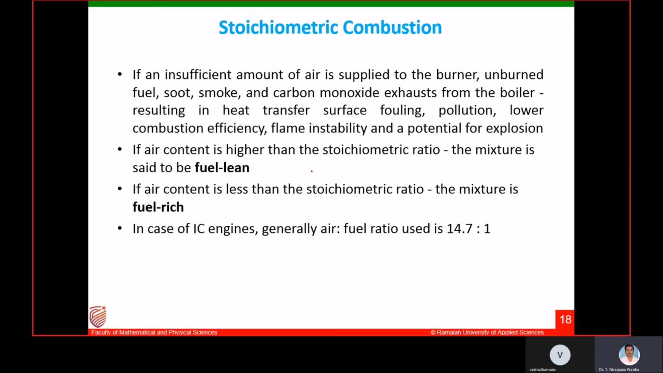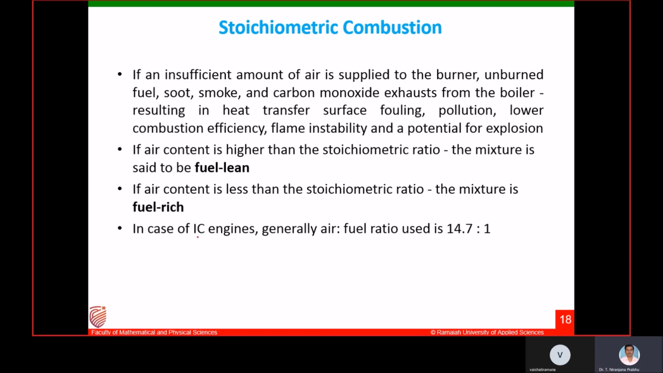Suppose the air content is higher than the stoichiometric ratio, the mixture is said to be fuel lean. Air is more, fuel is less, so it is fuel lean. If the air content is less than the stoichiometric ratio, the mixture is fuel rich. That means fuel is more, air is less. We call it fuel rich.